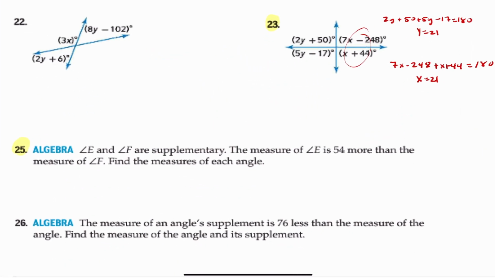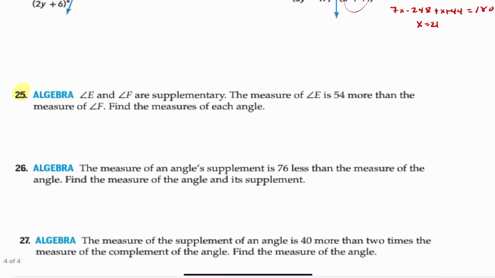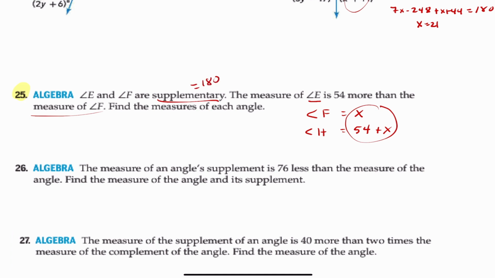Alrighty, number 25. Angle E and angle F are supplementary. The measure of angle E is 54 more than the measure of angle F. Find the measure of each angle. So do we know what the measure of angle F is? We don't know. We'll call that x. And then angle E is 54 more than the measure of angle F. So that means it's 54 more than F, so plus x. So now I take these two things, and the fact that this is supplementary, that means I have to equal that to 180 degrees. So x plus 54 plus x equals 180.